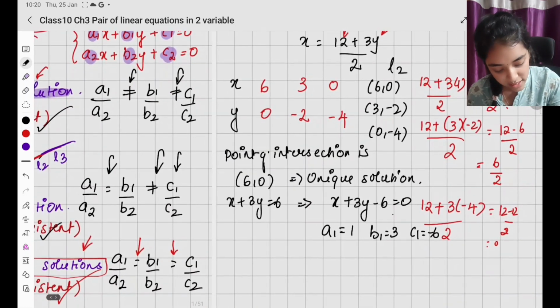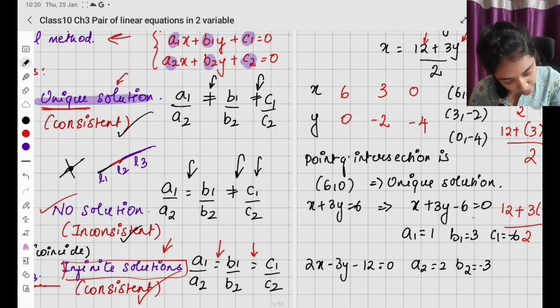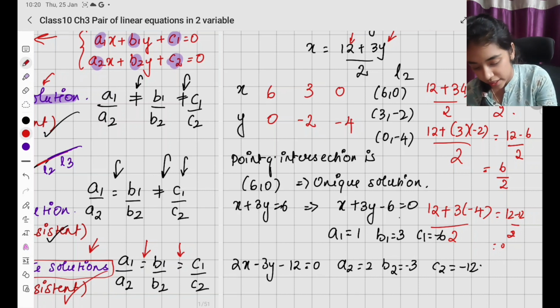Now, what is the second equation? You have 2x - 3y = 12. So you have 2x - 3y - 12 = 0. So you have A2 = 2. Then B2 = -3, and C2 = -12. Okay?